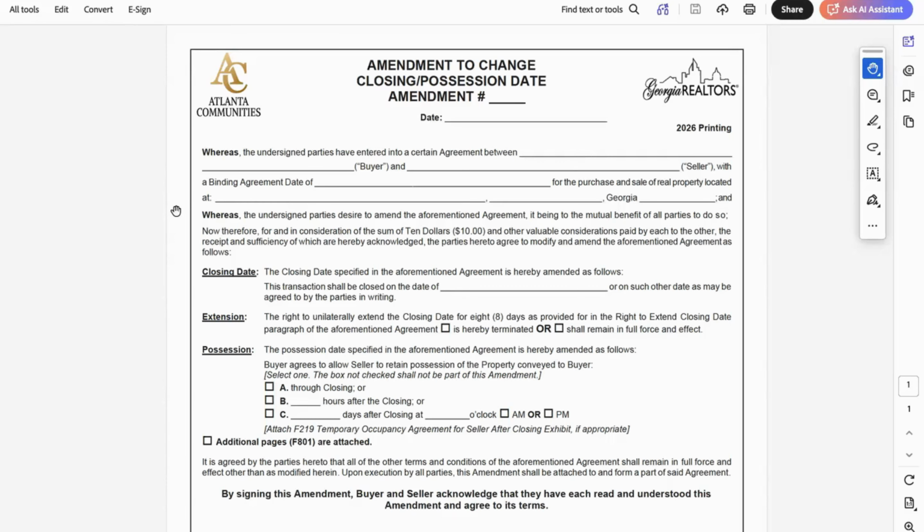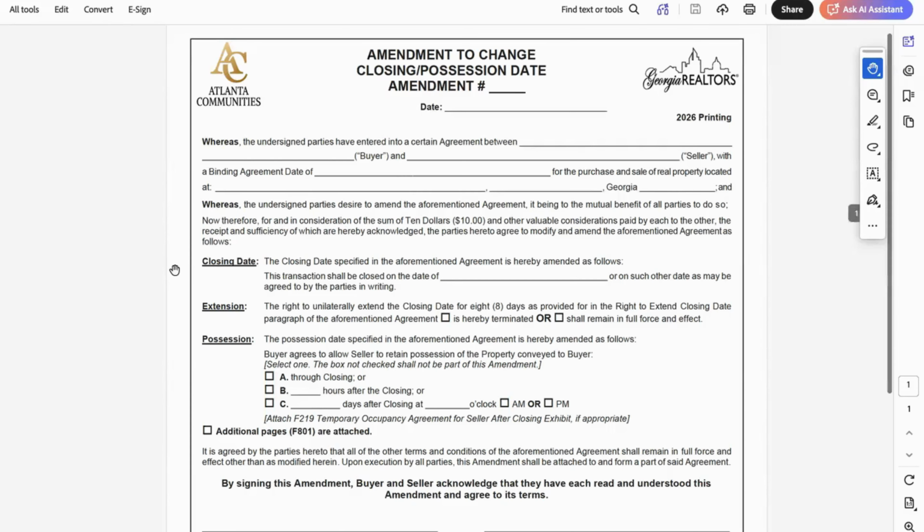Consideration clause. For and in consideration of the sum of $10. This is legal contract language. It simply means both parties are exchanging value to make the amendment valid. In practice, no money actually changes hands.